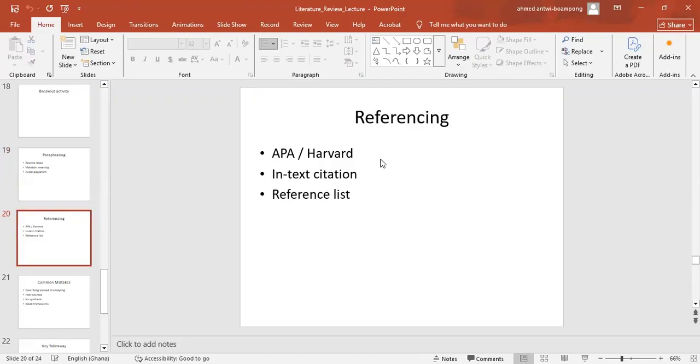There are several referencing styles that are available. We can't have time to look at them, but you go and read them on your own. There is the Harvard APA style. There is the in-text citations for literature reviews. And then at the end of it, there is also your reference lists.